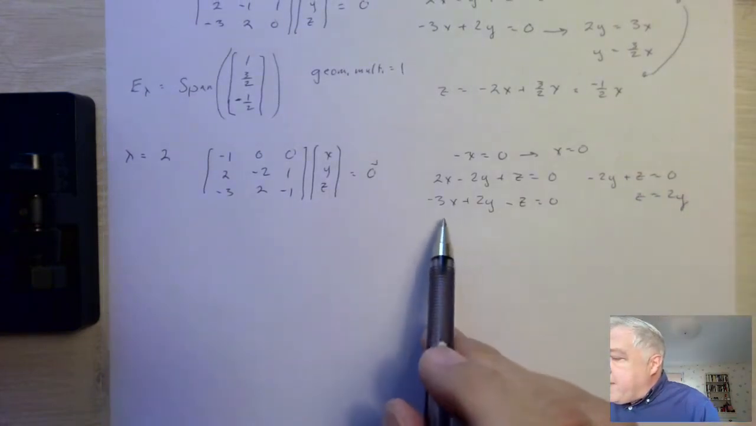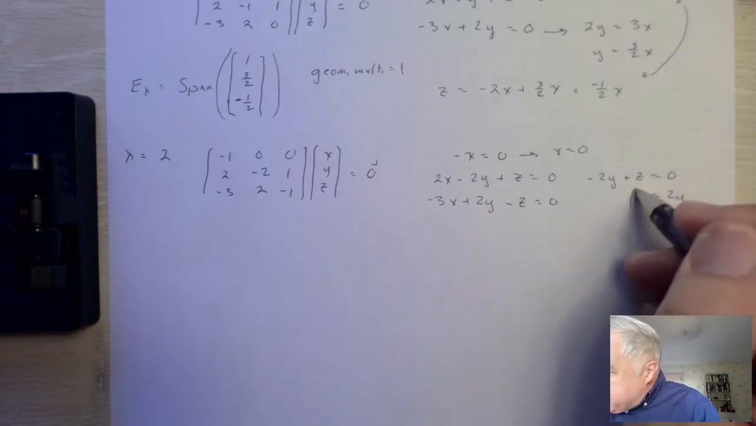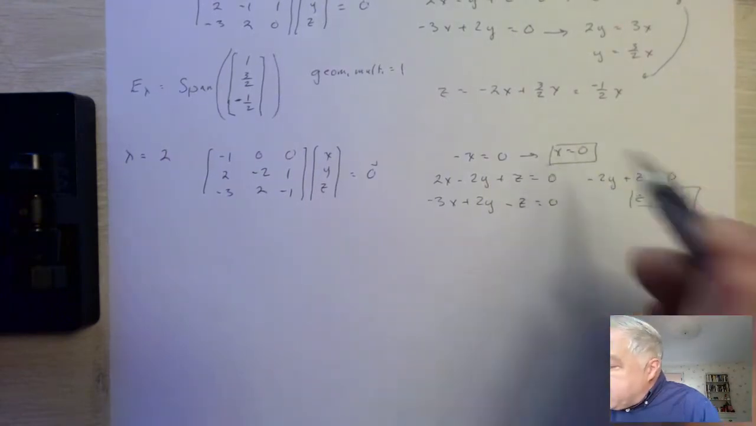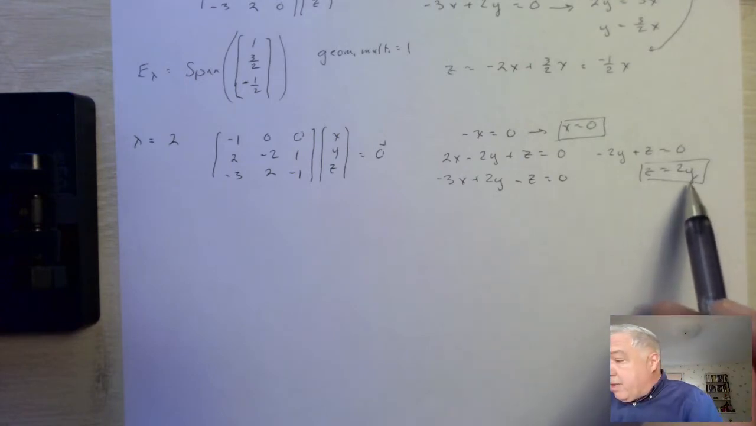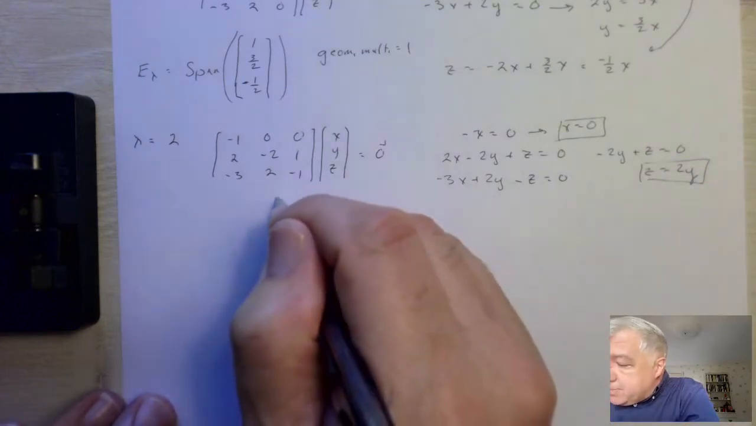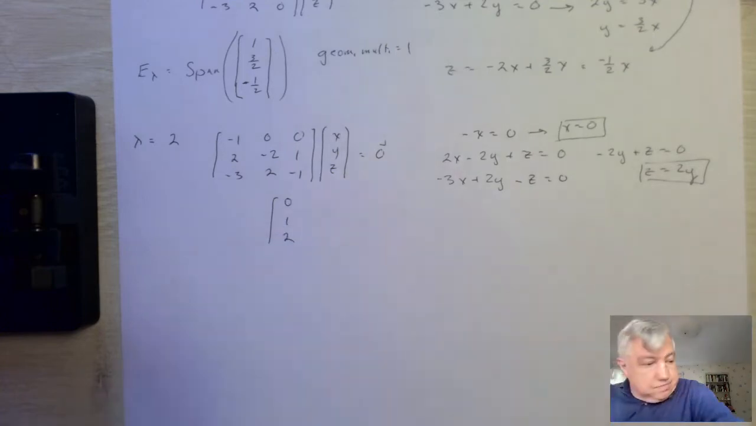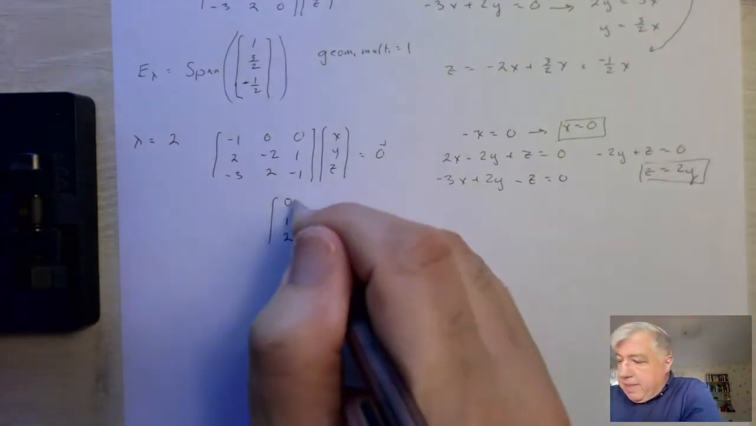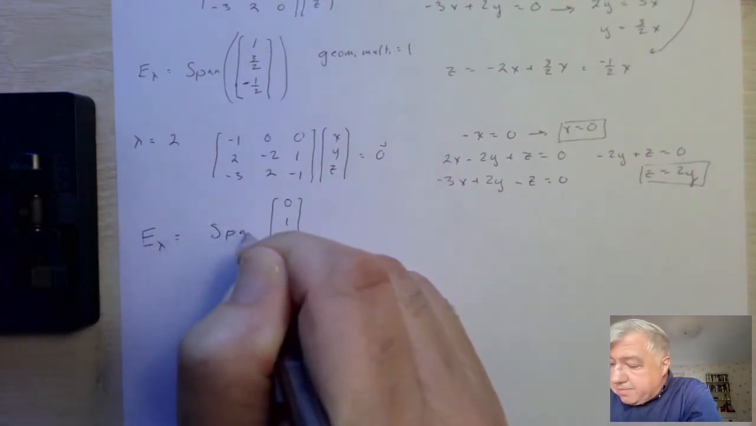And we get the same thing here. If x is 0, this term goes away, and 2y will be equal to z. So these two things describe the elements of the null space. Once again, we can let y be anything we want, like 1, and then z is 2. So x is 0. If we let y equal 1, then z is 2, and that's our eigenvector. And then the eigenspace will be the span of this.